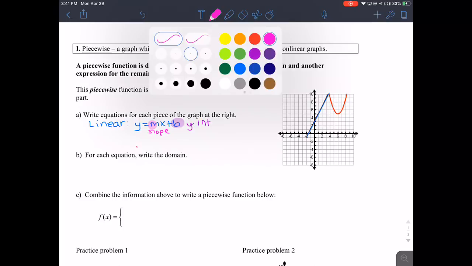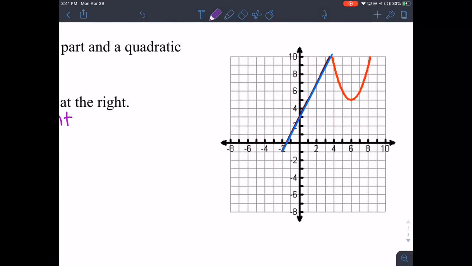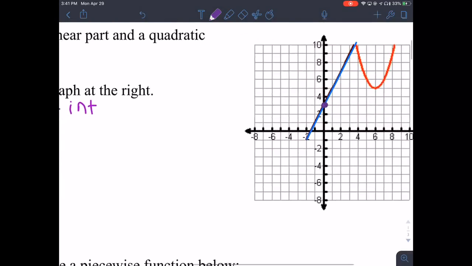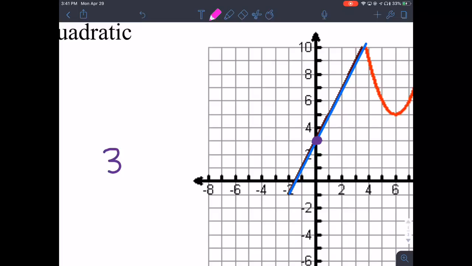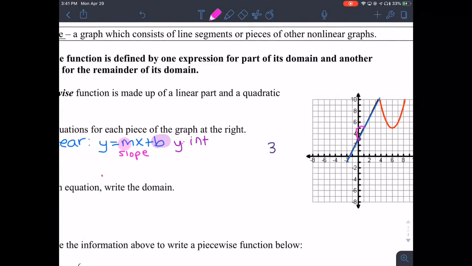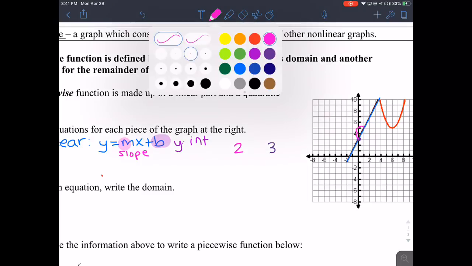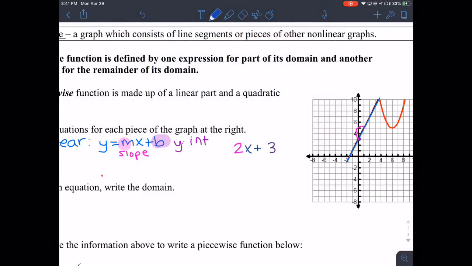So first we start with the y-intercept. On this graph, we cross the y-axis at 3, and then our slope we can find visually by rise over run. So we go up 2 over 1. We have a slope of 2. And then we fill in the rest of the equation. So the equation of that line is y equals 2x plus 3.